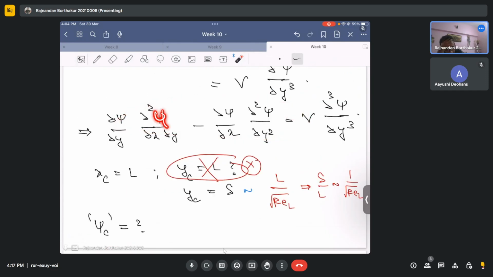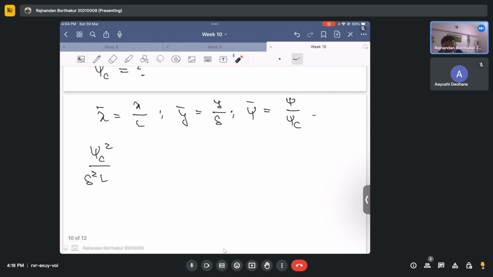So this can be written as psi c times psi bar, which means that psi c would come out, and similarly you need to do the same exercise with x and y, which means you would get psi c squared by delta squared L. Then you will get the non-dimensional terms del psi bar by del y bar. This is something that we did repeatedly, so I hope you are well versed now with writing those non-dimensional equations. This is del squared psi bar by del x bar del y bar. This is the first term.